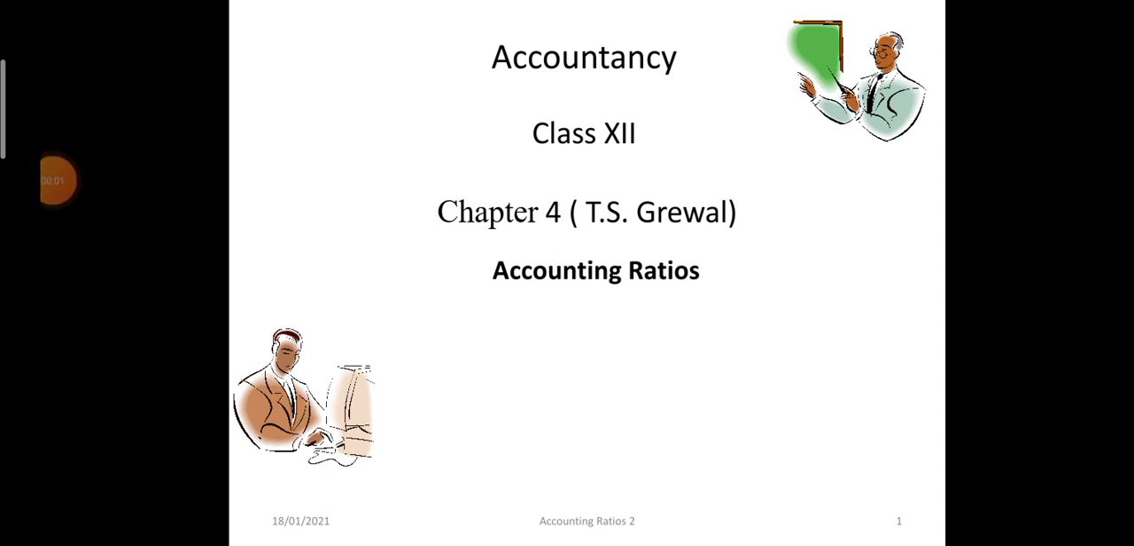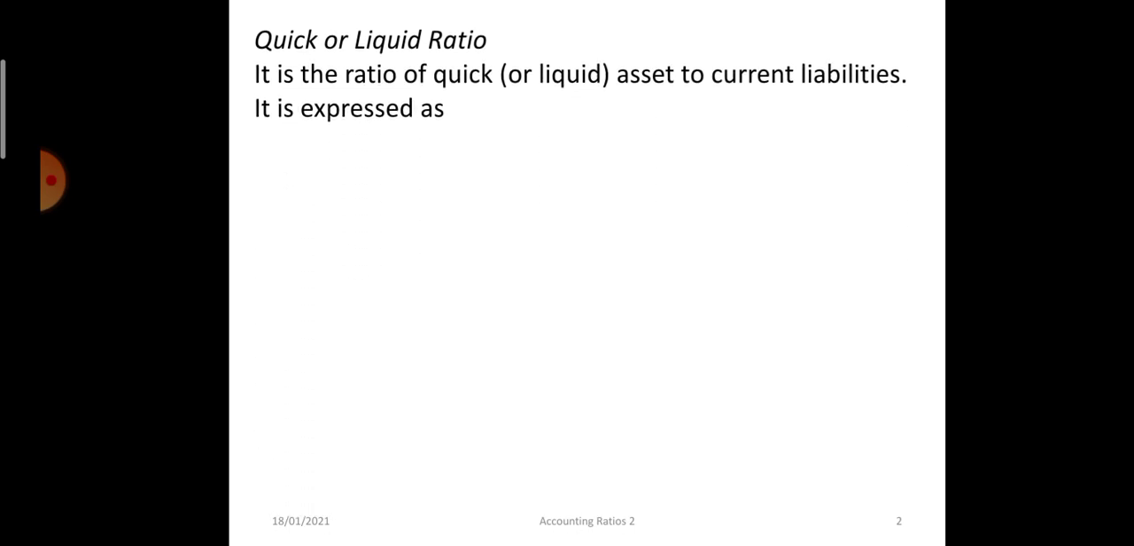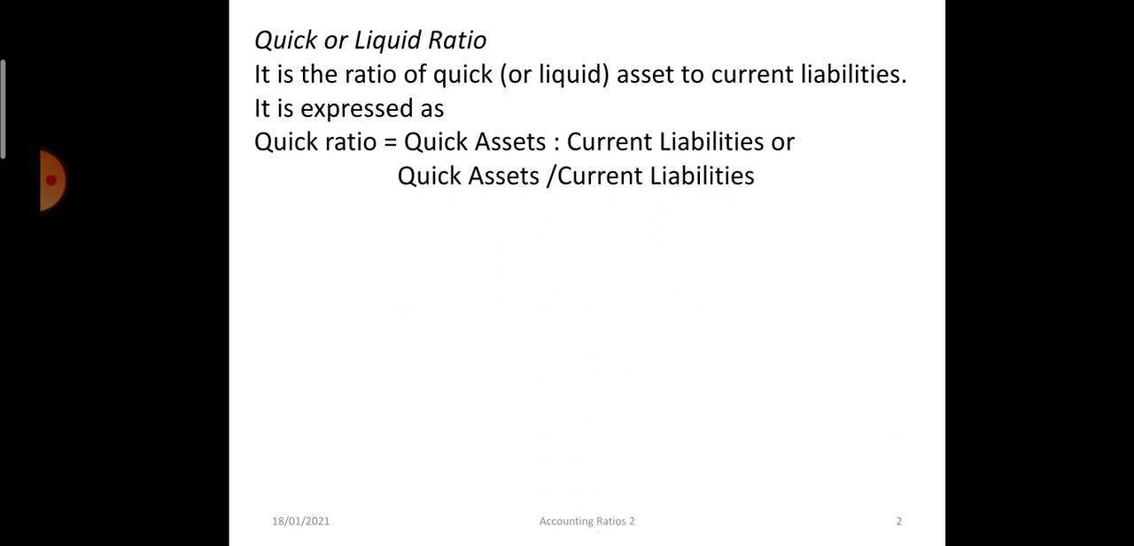In the second video for accounting ratios, we will discuss the second liquidity ratio, that is quick ratio. It is also known as liquid ratio or acid test ratio. It is the ratio of quick assets or liquid assets to current liabilities. It is expressed as quick assets is to current liabilities, or quick assets divided by current liabilities.